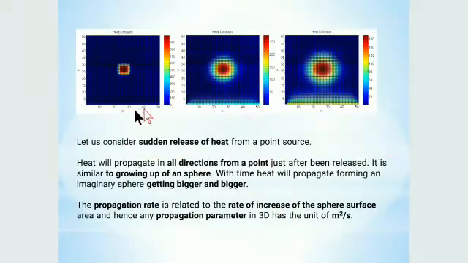Let us consider sudden release of heat from a point source. See here, this is heat diffusion, this is also heat diffusion, and this is also heat diffusion, but all these three pictures are not the same, they are different. Heat will propagate in all directions from a point just after being released. It is similar to the growing of a sphere. With time, heat will propagate, forming an imaginary sphere getting bigger and bigger. The propagation rate is related to the rate of increase of the sphere surface area, and hence any propagation parameter in three dimensions has the unit of meter square per second.